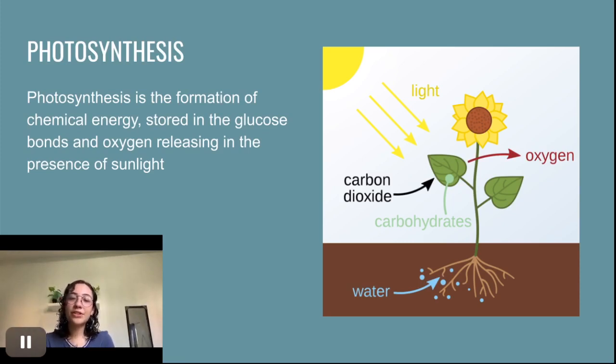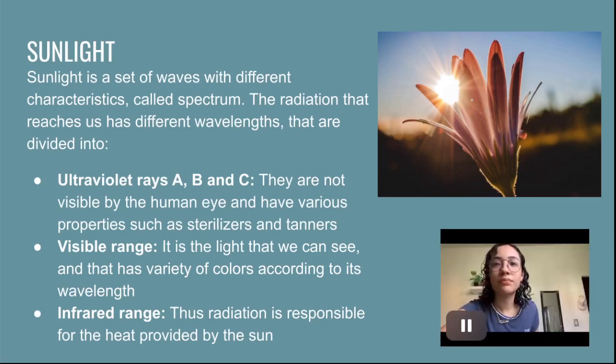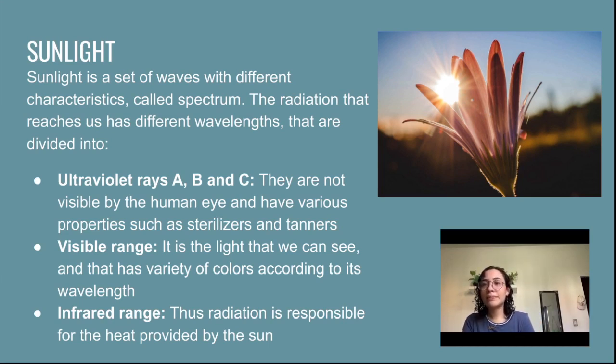Photosynthesis is the formation of chemical energy stored in the glucose bonds and oxygen releasing in the presence of sunlight. Sunlight is a set of waves with different characteristics called spectrum. The radiation that reaches us has different wavelengths, and it's classified into three categories. Ultraviolet rays A, B, and C.